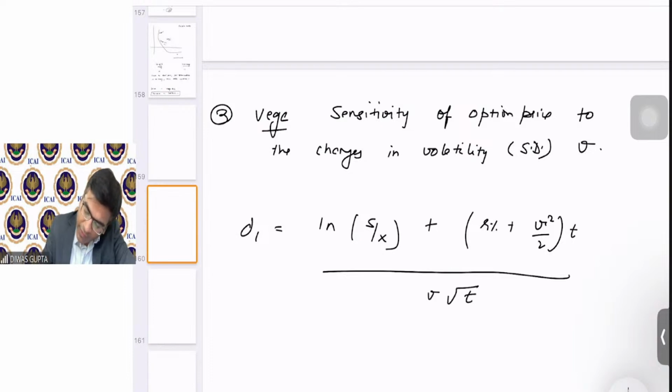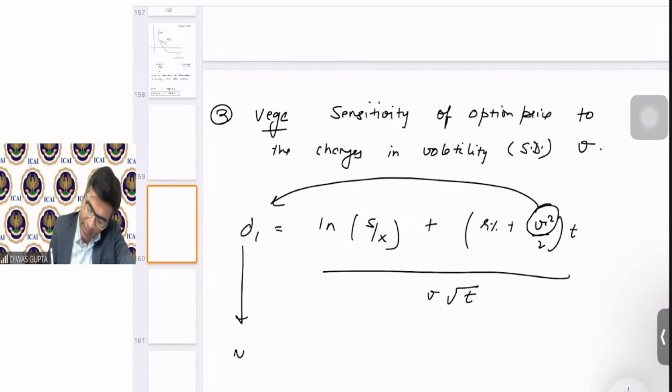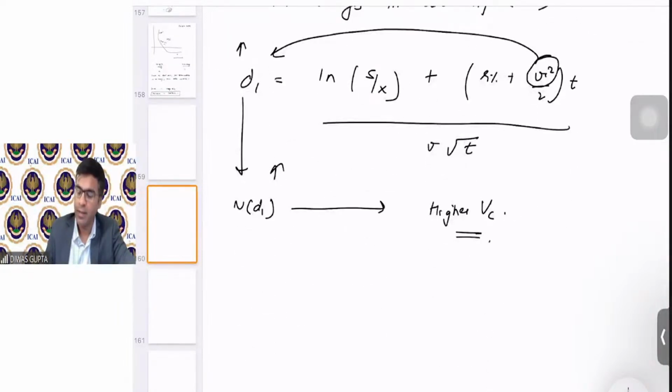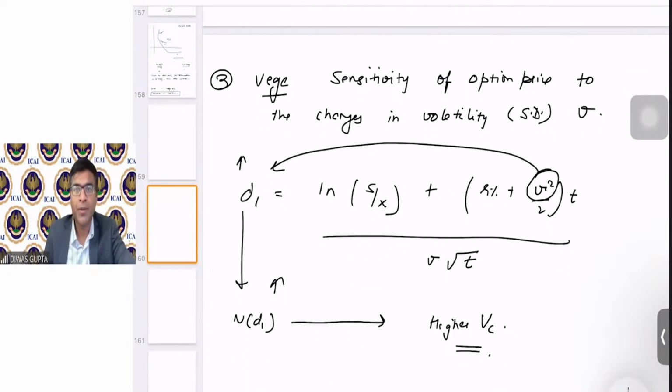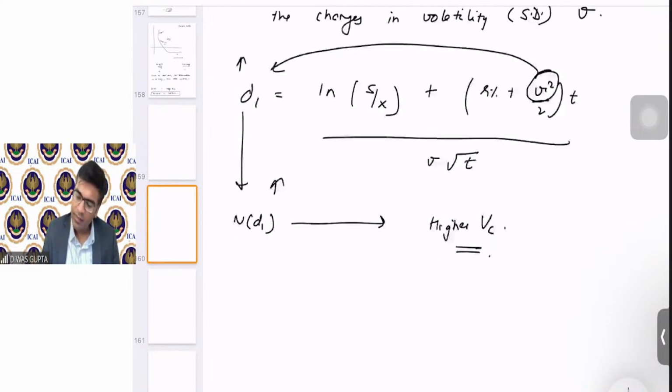Correct. So wherever this V is there, it will lead to higher D1, and higher D1 will lead to higher ND1, and higher ND1 will lead to higher value of call option, students, that we discussed, right? So value of a call option is dependent on its volatility. Volatility is standard deviation. So if the standard deviation changes, it will change the value of the call option also. Okay. Then this is all about Vega.